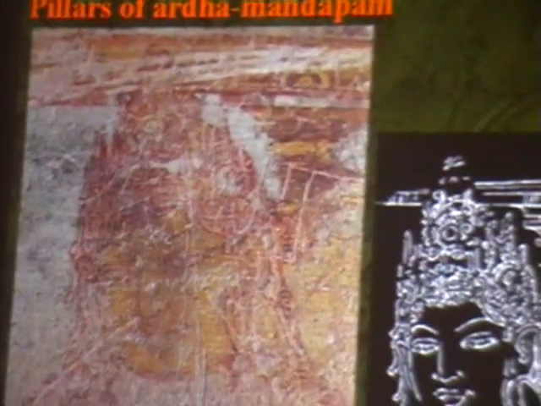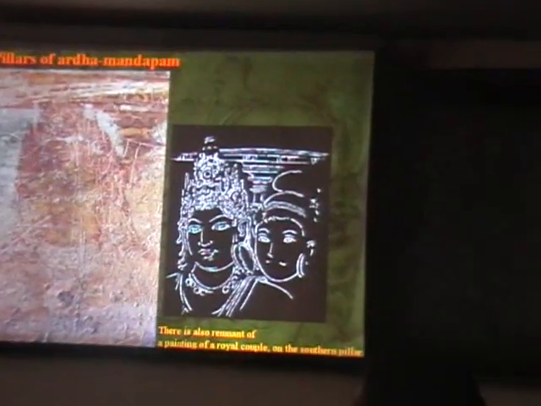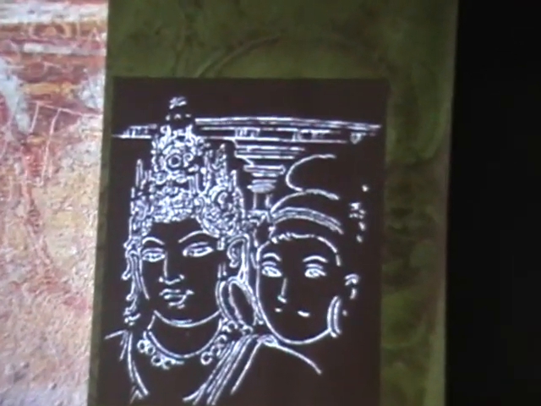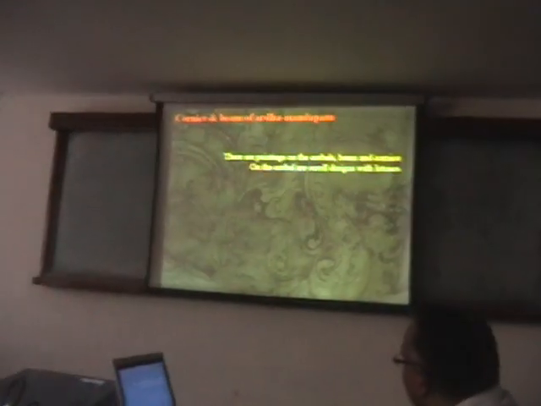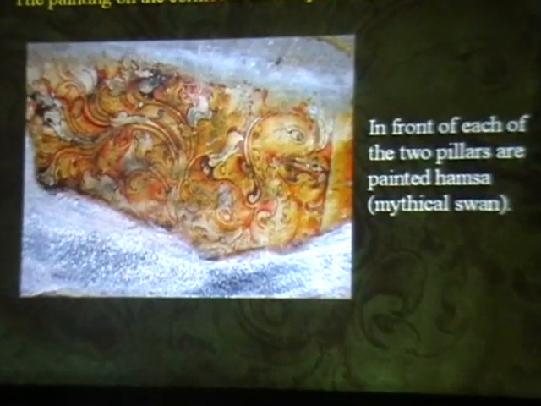These two figures, a royal couple, are more or less lost again. This is on another pillar. This is beautiful. You will find the two of them.